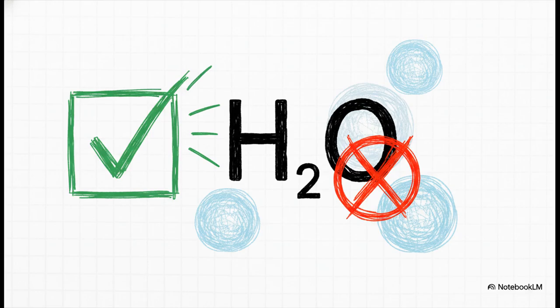And here it is, the golden rule. If you remember one thing from this whole explainer, make it this. You can only change the big numbers out front of the molecules. We call those coefficients. They just change how many of that molecule you have. You can never, and I mean ever, touch those little numbers within a formula. Those are the subscripts. Don't do it.